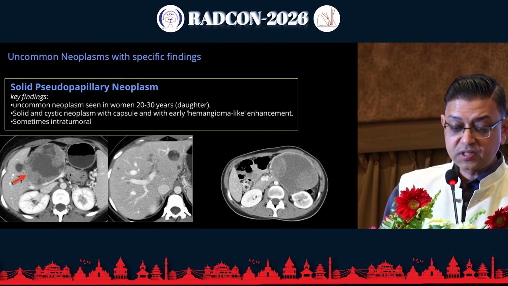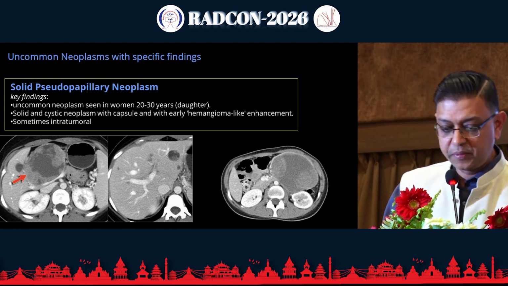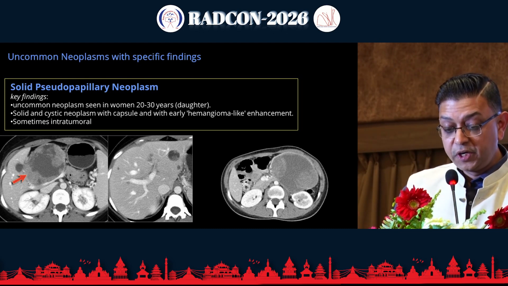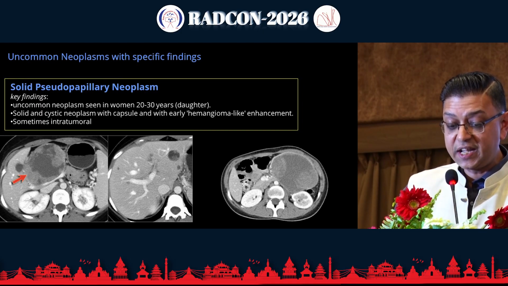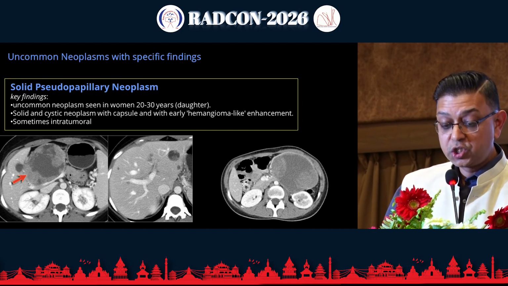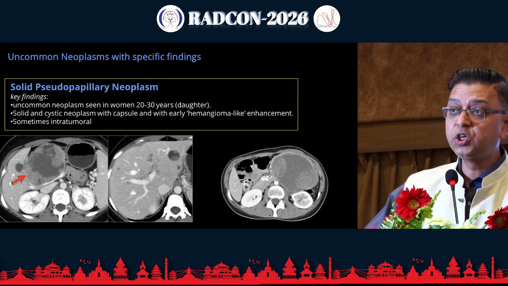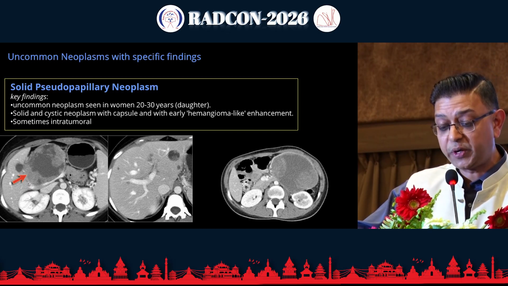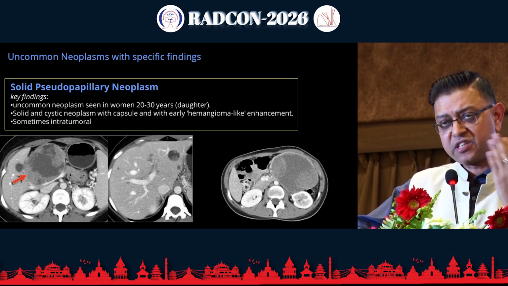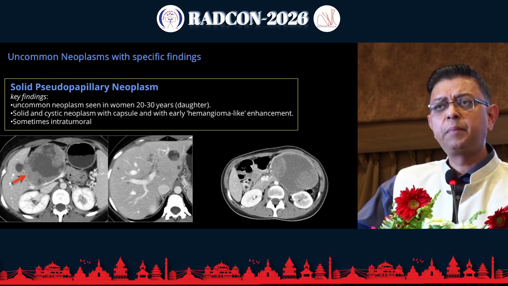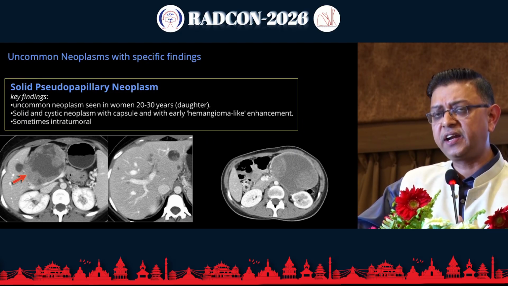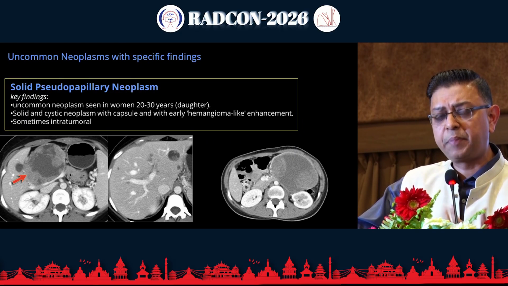Right, now let's talk about some uncommon neoplasms. Okay, I've got 3 minutes. Uncommon neoplasms with specific findings. One is SPEN, or solid pseudopapillary neoplasm. This is a neoplasm found in young females, 20 to 30 years. Though the Western literature says it's very rare, in my experience it is not that rare. And in our countries, it does happen once in a while.